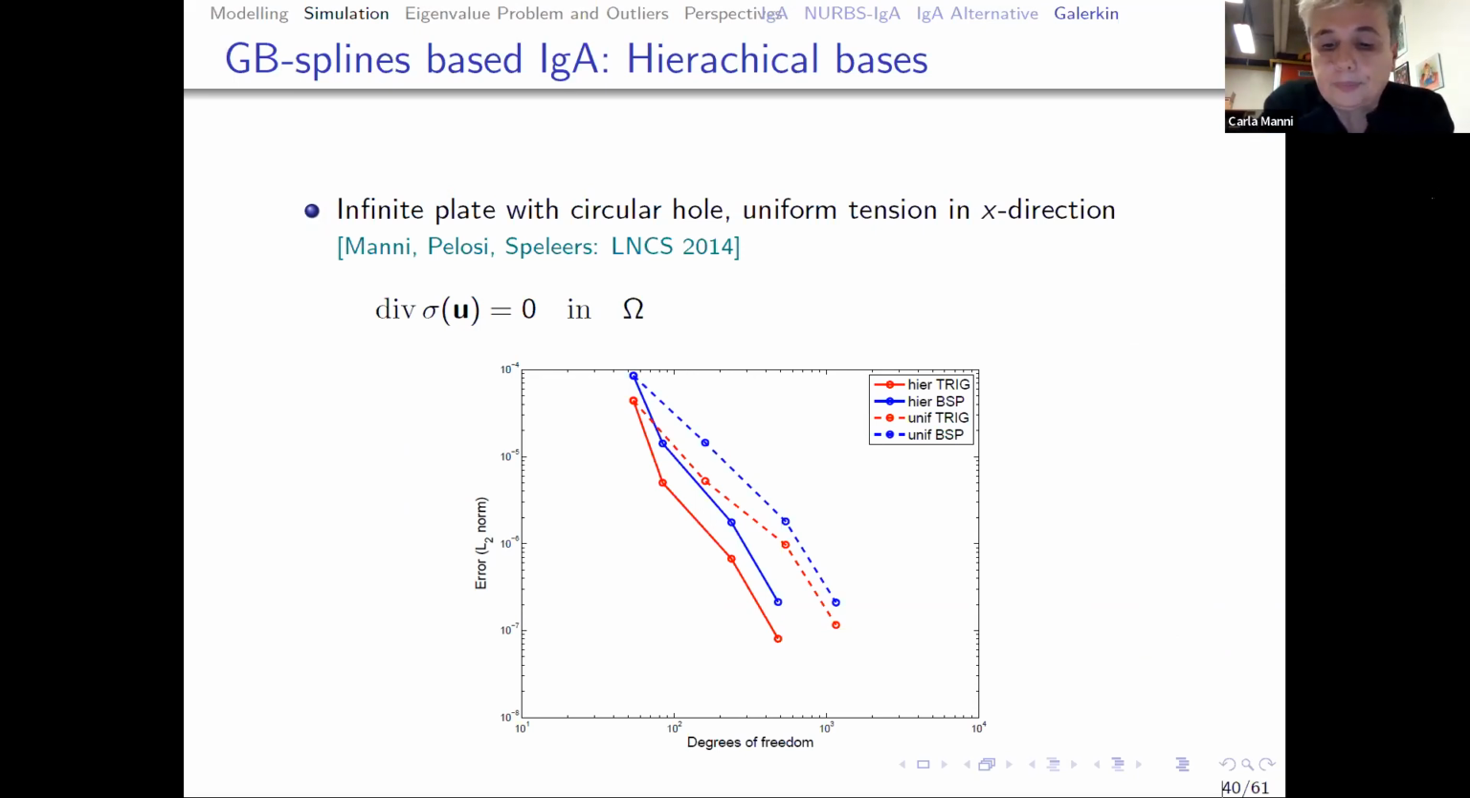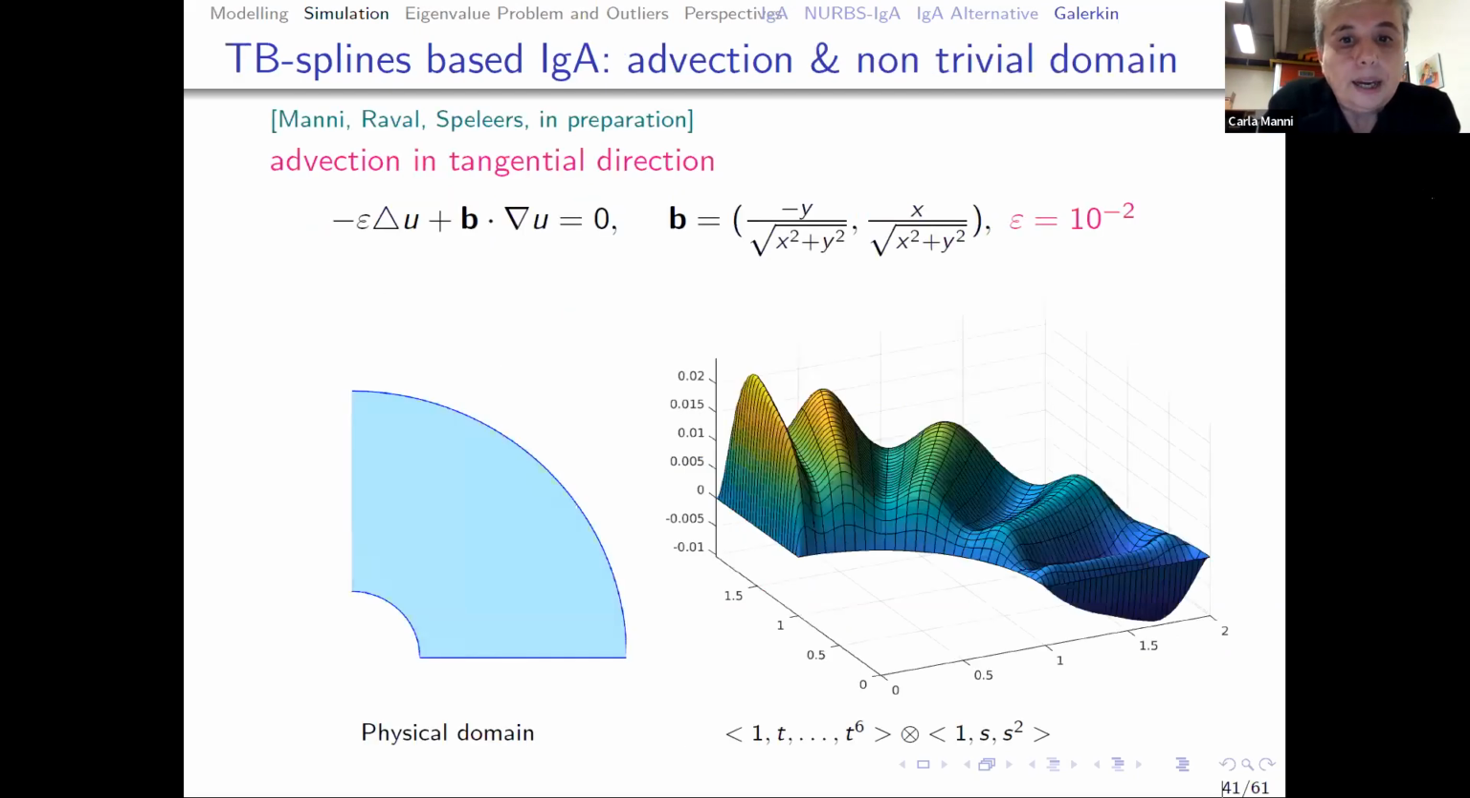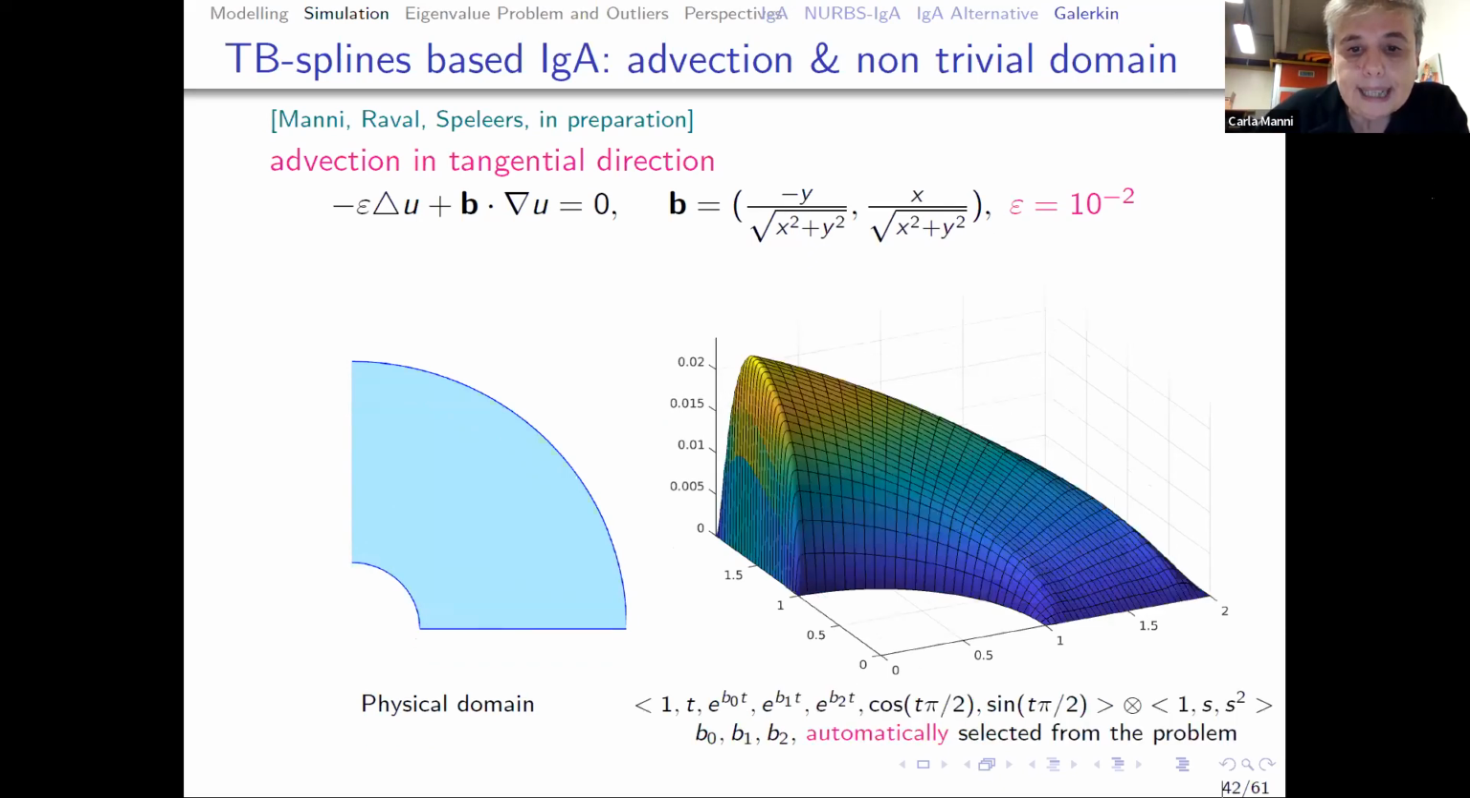You can compare the exact solution with what you get. You can also exploit local refinement. You can see the mesh on your right, and this is how the error behaves. You can see that the red part, which is the trigonometric B-spline, behaves better than the standard B-spline, and the continuous line is local refinement, and the dashed line is global refinement.